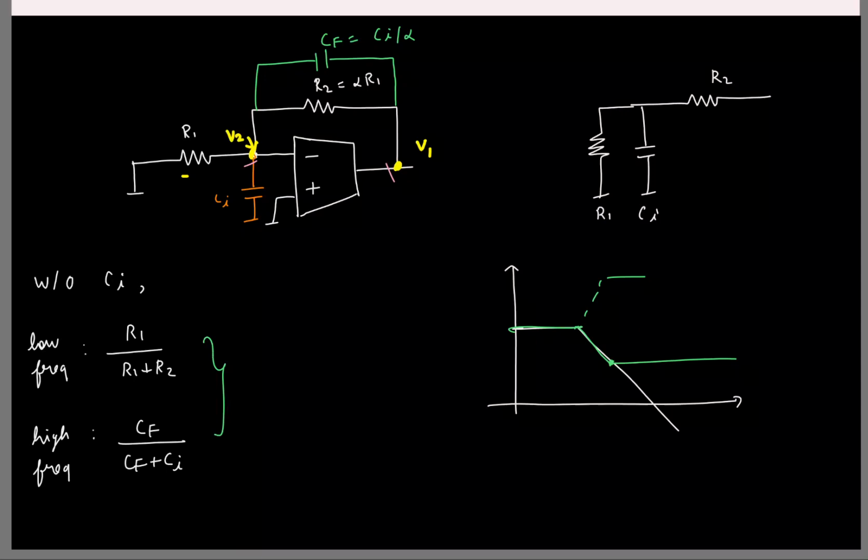Basically, this entire thing is now like an impedance Z. In the feedback you will have alpha times Z. So these two ratios will be equal if I choose my CF to be CI by alpha. Is that okay? In terms of the pole zero plot, what can you say about the zero location then?